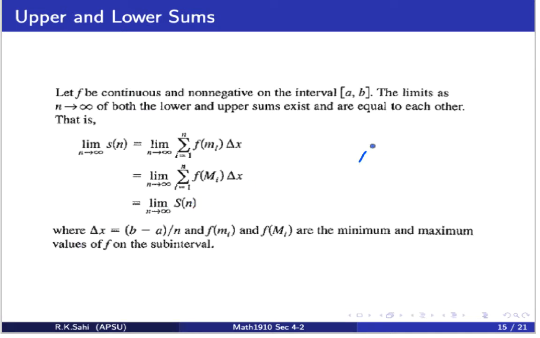And this delta x, guys, to make our life simpler, we're going to take as (b minus a) over n. We're going to assume that all the rectangles, inscribed or circumscribed, are of equal width to make our life simple. Okay, so let's do an example.